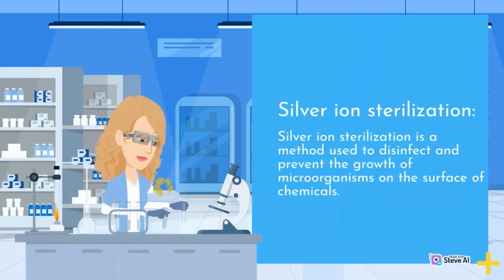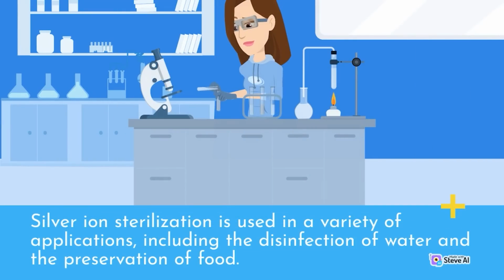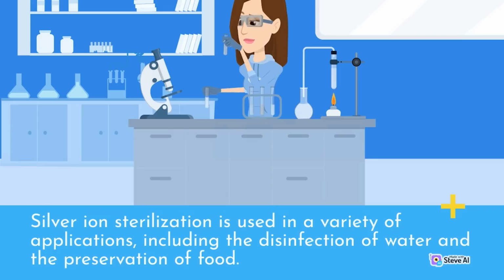Silver ion sterilization. Silver ion sterilization is a method used to disinfect and prevent the growth of microorganisms on the surface of chemicals. In this method, a solution containing silver ions is applied to the surface of the chemicals, which kill any microorganisms present and prevent their growth. Silver ion sterilization is used in a variety of applications, including the disinfection of water and the preservation of food.